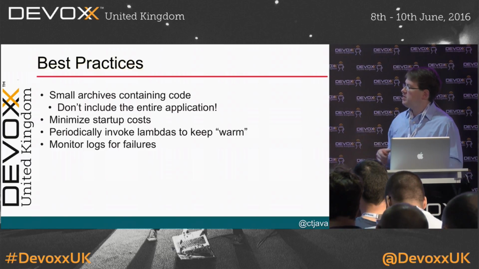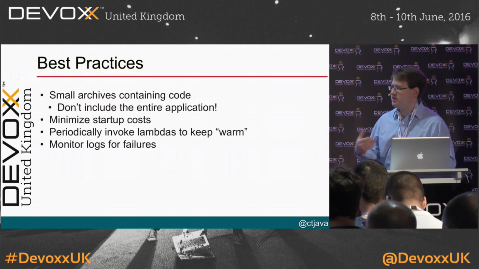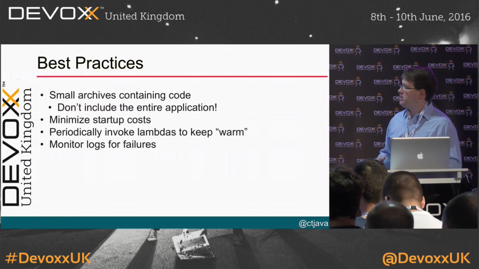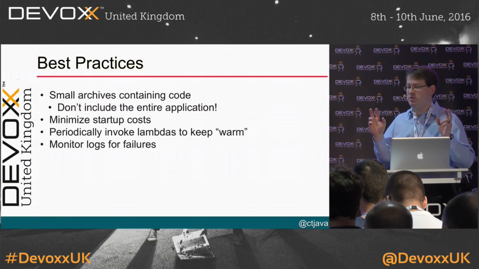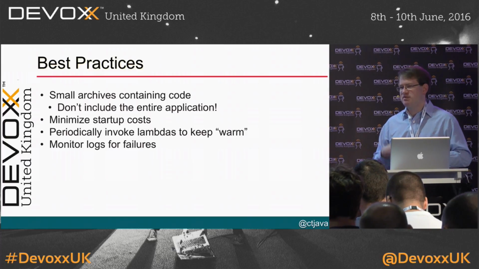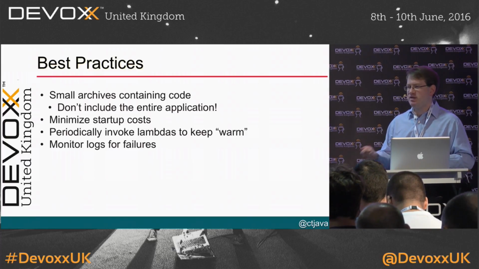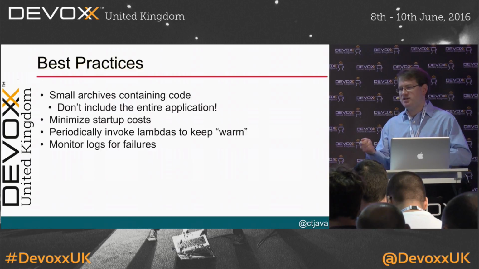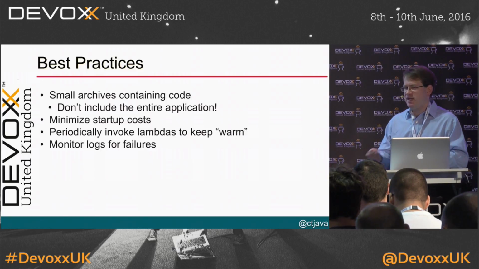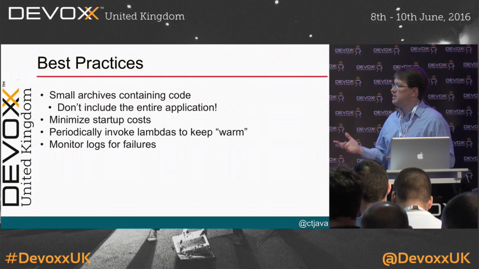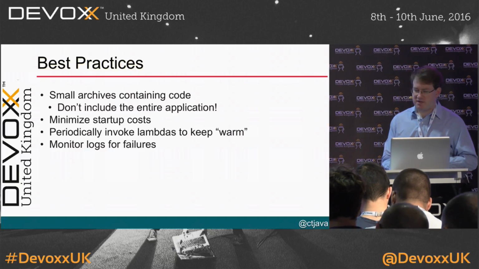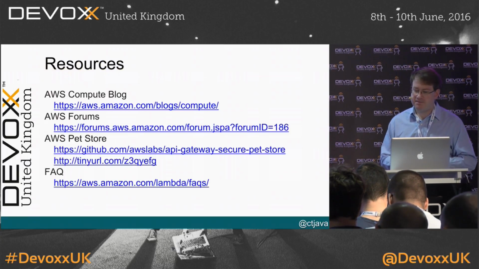One way to minimize startup costs, if your Lambda function does have some, is to periodically invoke the Lambda function to keep it warm, because they'll keep the Lambda function around for a while and then reuse it. So if you periodically poke it, you can get rid of the startup cost, because the cost of poking it might actually be cheaper. And then monitor logs for failures to try to get ahead of anything that goes wrong.